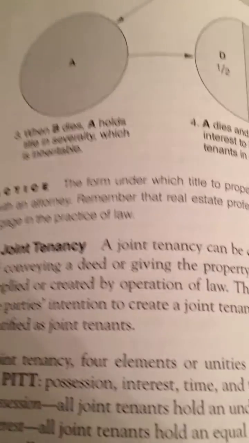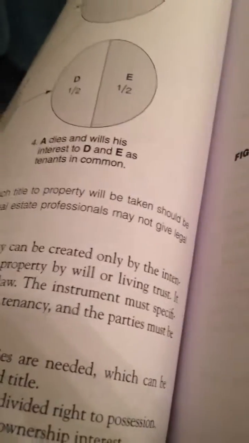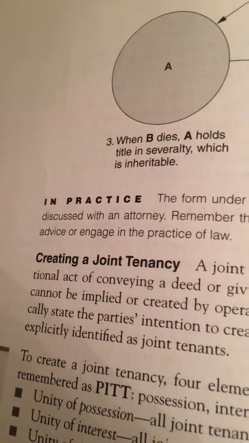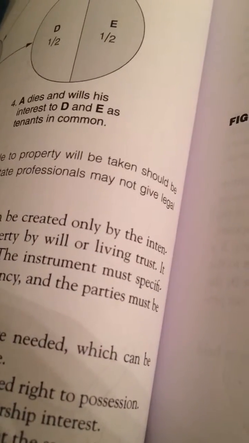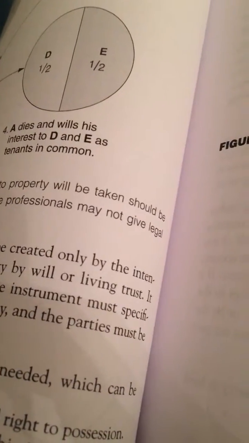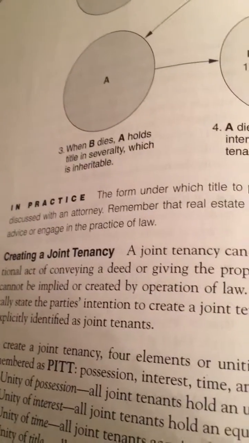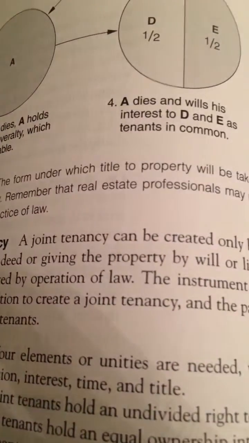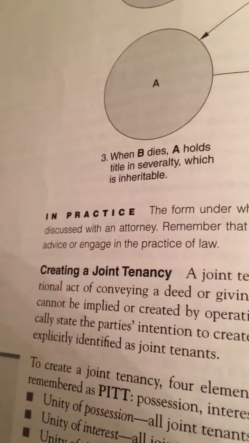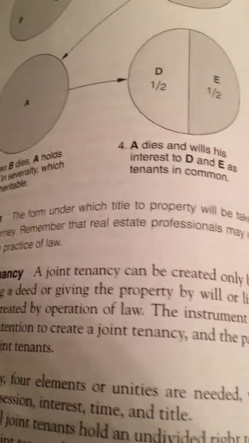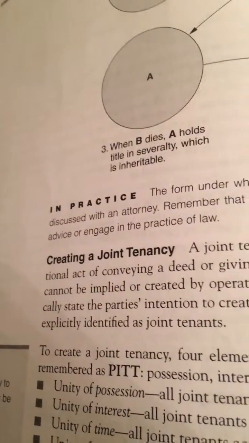Creating a joint tenancy. A joint tenancy can be created only by the intentional act of conveying a deed or giving the property by will or trust or living trust. It cannot be implied or created by operation of law. The instrument must specifically state the party's intention to create a joint tenancy, and the parties must be explicitly identified as joint tenants.